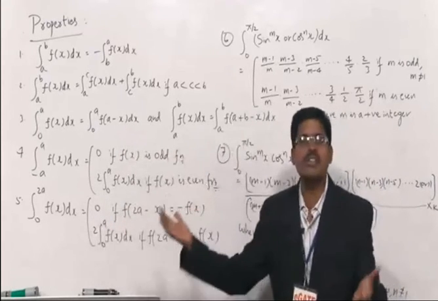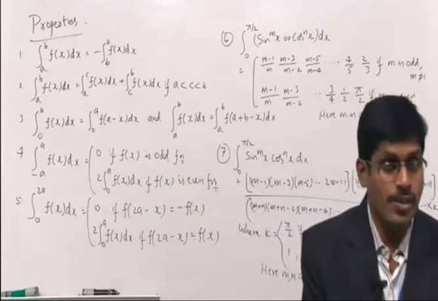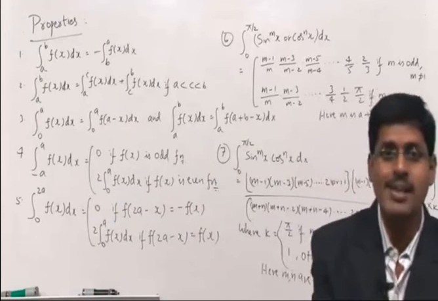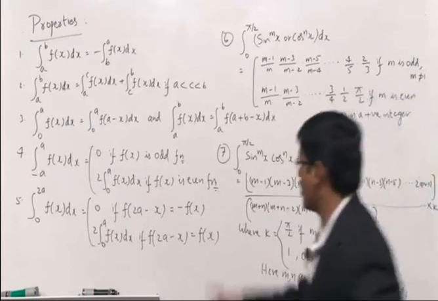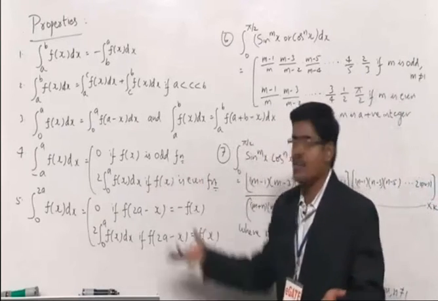Here, for odd and even functions, what was the procedure? f of −x: x is replaced by −x for deciding odd and even function. What is the procedure for this property? x is replaced by the upper limit 2a minus x. Either you get −f(x) or f(x). If we do not get either of these, then we cannot apply this integration property.